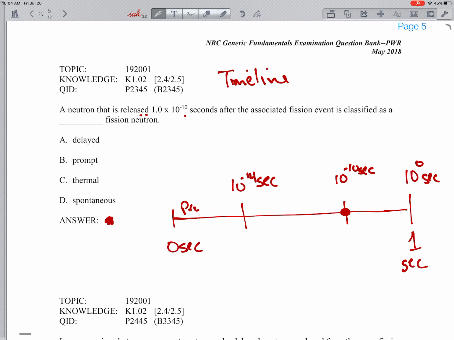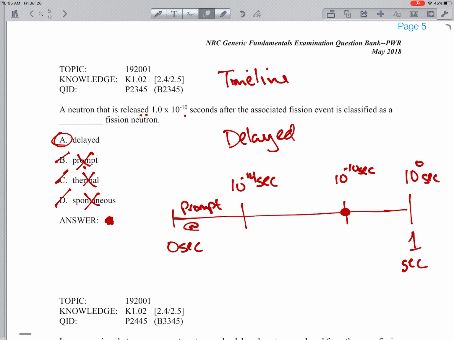And of course we know the prompt neutron birth time is right here. Okay? So this is not a prompt neutron, so it's delayed. I didn't even read the answers and I know it's delayed. So it's delayed, it is not prompt, it is not thermal, and spontaneous isn't what it is. Correct answer is A.